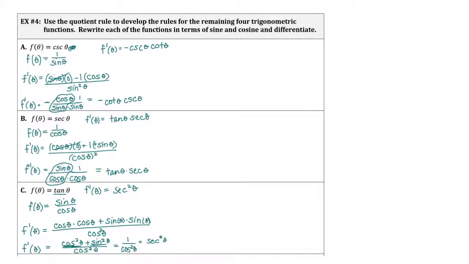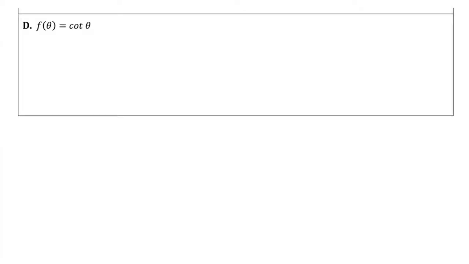All right. And again, you can learn how to develop these or memorize them, and most kids just choose to memorize them. Okay, now let's try cotangent. Again, we can go through and develop this. There are a couple of ways to do this one. I would just rewrite it as cosine over sine.